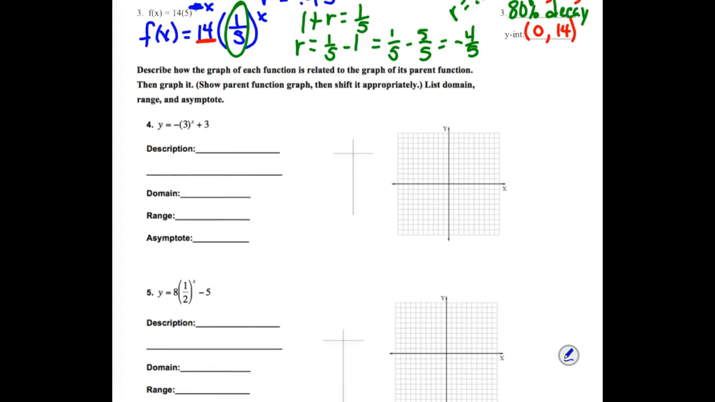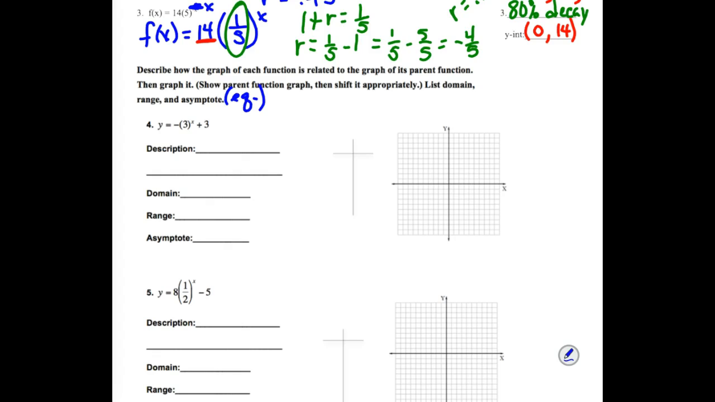All right, then we started looking at graphs of exponential functions. It says, describe how the graph of each function is related to the graph of its parent function. Then graph it. You are expected to show the parent function graph and then shift it appropriately. You are also going to be asked to list the domain, range, and write an equation for the asymptote.